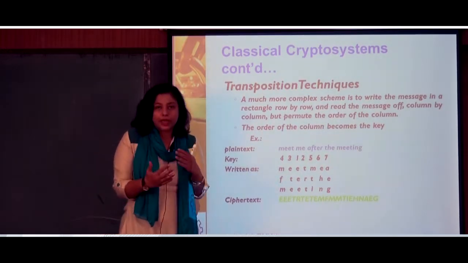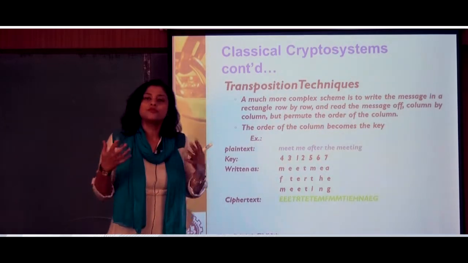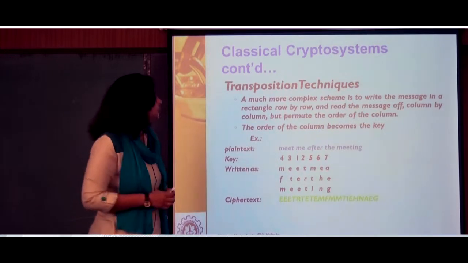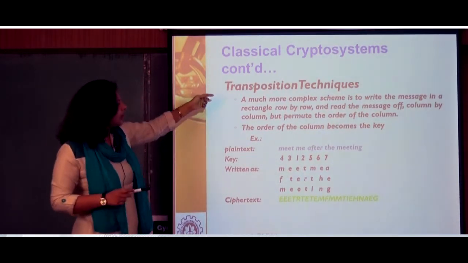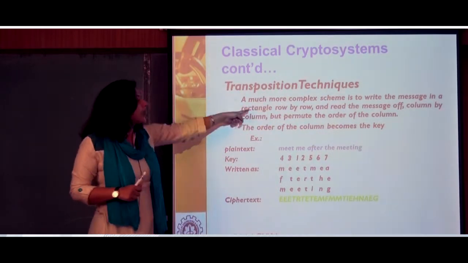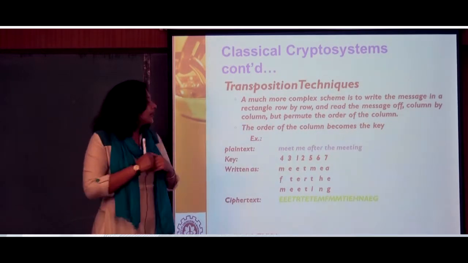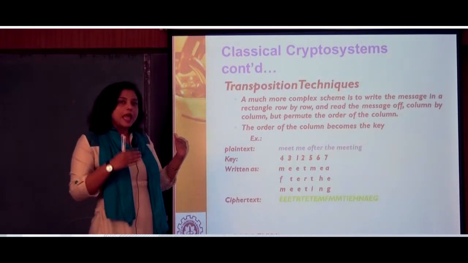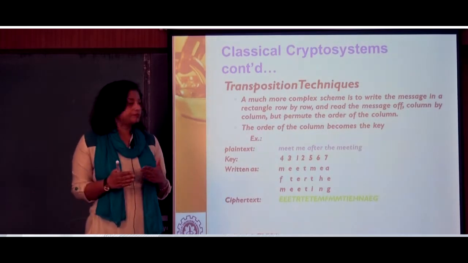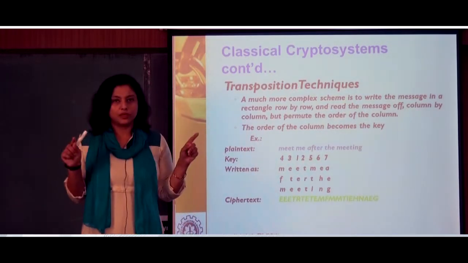As we can see, we are trying to make the schemes more and more complex so that it becomes very difficult for the hacker to hack the code or break the code. Here what we are doing, we are writing the message in a rectangle row by row, and then you should be reading the message off column by column, but permute the order of the columns based on some keyword.